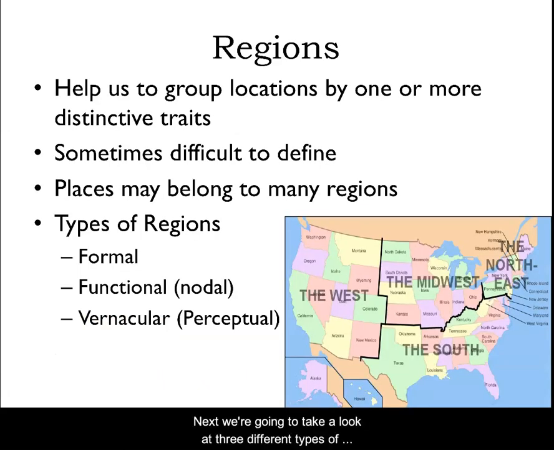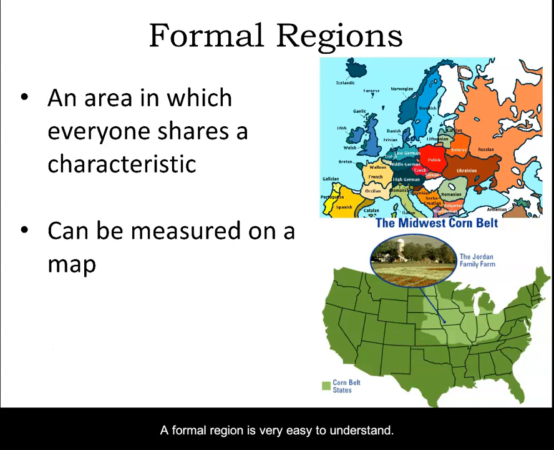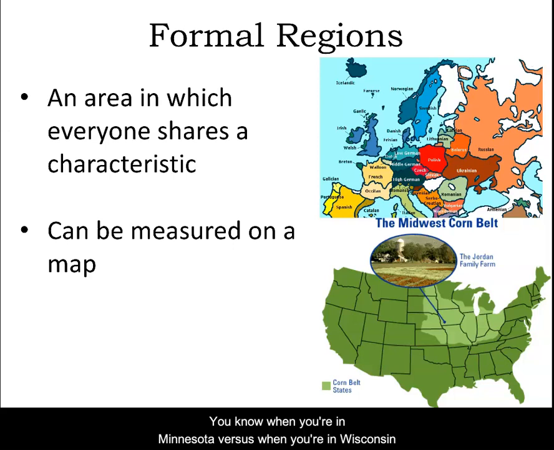Next, we're going to take a look at 3 different types of regions: formal regions, functional regions, and vernacular regions. This is another concept that we like to use to help describe where we are, where we're from. A formal region is very easy to understand. It's got clear boundaries, and so you know when you're in a formal region and when you've entered into a different formal region, because they can be measured on a map. So a state is a good example of a formal region. You know when you're in Minnesota versus when you're in Wisconsin, because there are borders drawn up.